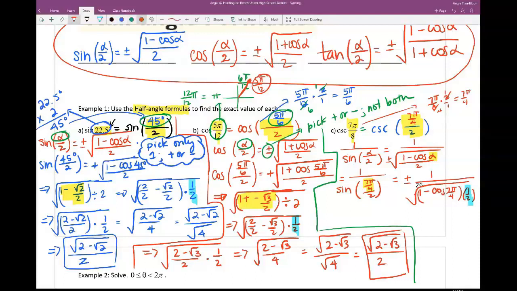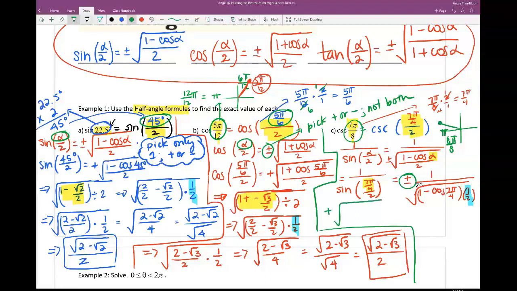Okay, so now you have to pick. I want you to decide, are you going to pick positive or are you going to pick negative? So here we go. Pick positive or negative. Then go back to the original angle, 7 pi over 8. That is in quadrant 2 because this is a pi, and pi with denominator of 8 is 8 over 8, so 7 pi is over here. Sine in quad 2 is positive. That means cosecant will also be positive. So you're going to pick positive.